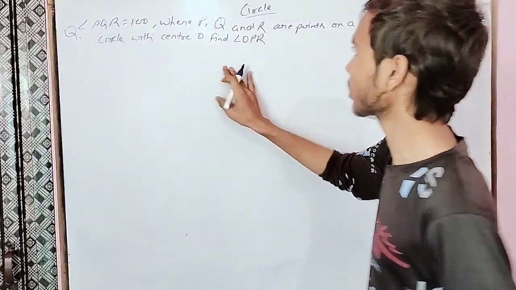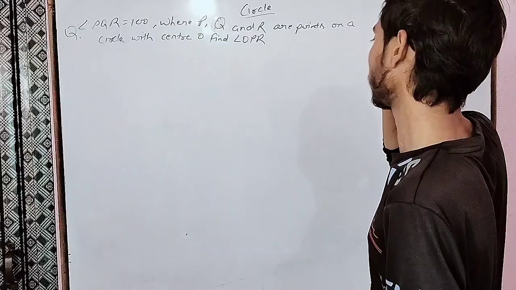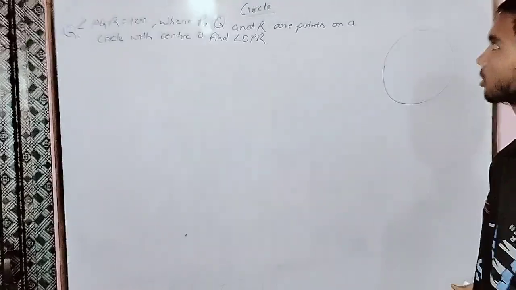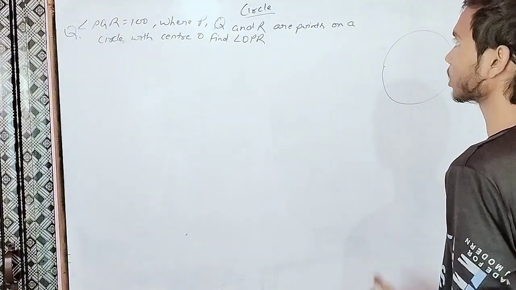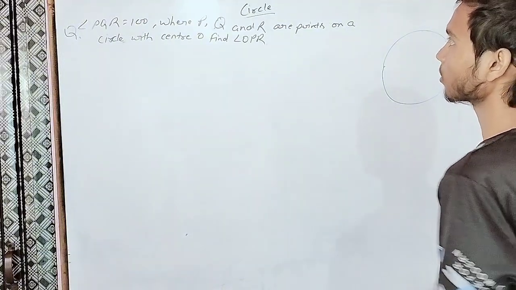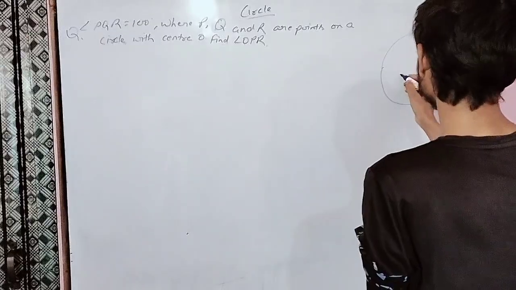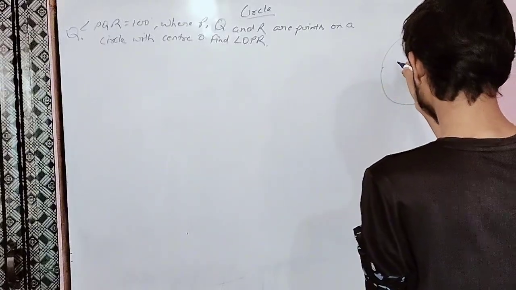There is a circle, where angle PQR is 100, and P, Q, R are points on the circle. There are three points on the circle. We have to find the angle of PR. Okay, so the figure is already given. So first I am going to draw.